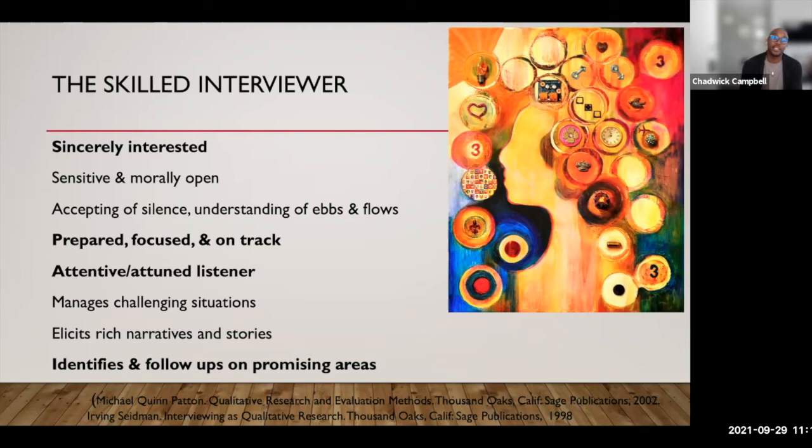A good interview is attentive, really listening closely to what participants are saying. The way that you can show participants that you're really listening is to use their own language back when you're reflecting back to them. When you ask follow-up questions, you use the language that they used. That is one way to communicate that you are really listening. And a good interview is always looking for promising areas that they can follow up on.